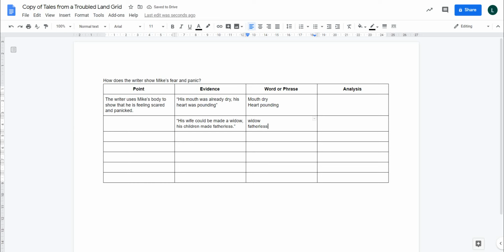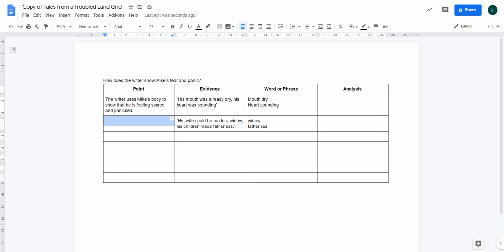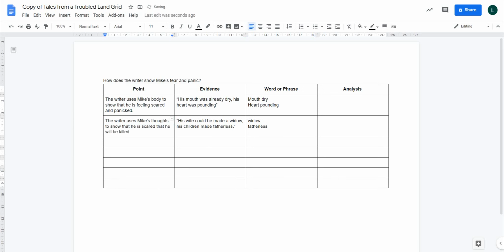Now, how does his wife could be made a widow and his children made fatherless lead me to believe that Mike is in fear and that he's panicking? Well, it tells me that Mike's thinking that he may die because he's thinking about what might happen to his wife and to his children if he were not with them. So my point for that one is going to be, the writer uses Mike's thoughts to show that he's scared that he will be killed. Because he's thinking, isn't he, about what will happen if he's killed, what will happen to his wife and his children.